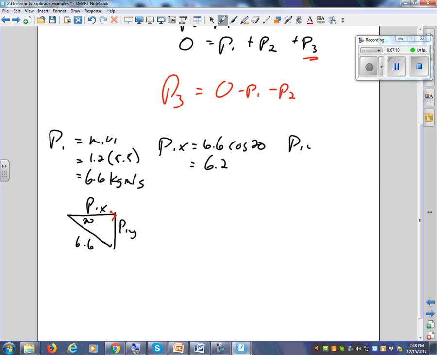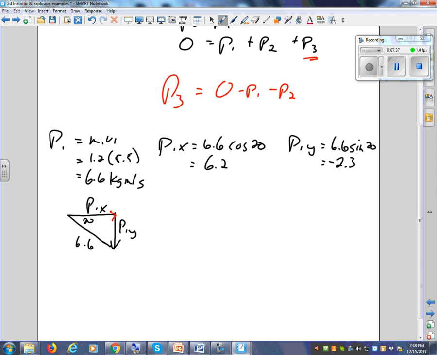P1y would be 6.6 sine 20. That's 2.26. Well, I guess if we're going one decimal place, 2.3. And that's down though, isn't it? So negative. Take your time, make sure that those directions are right.